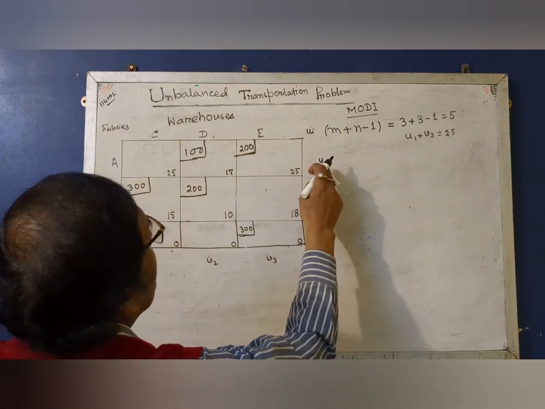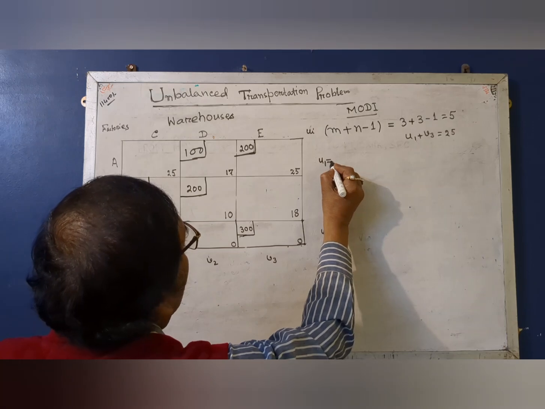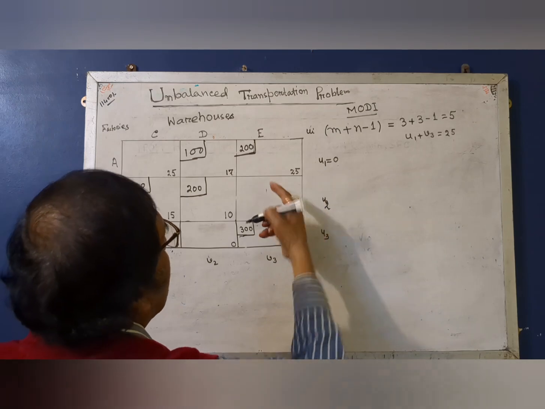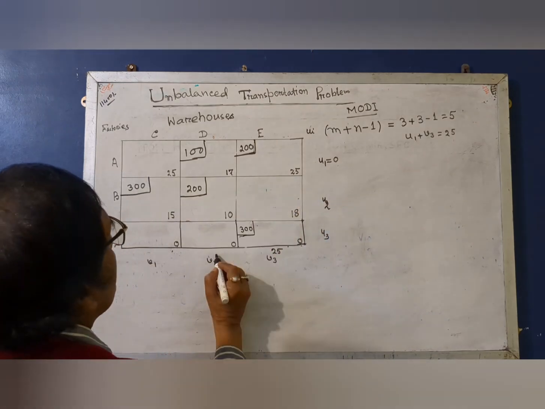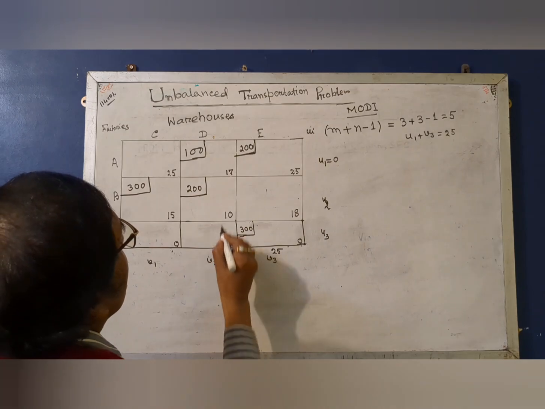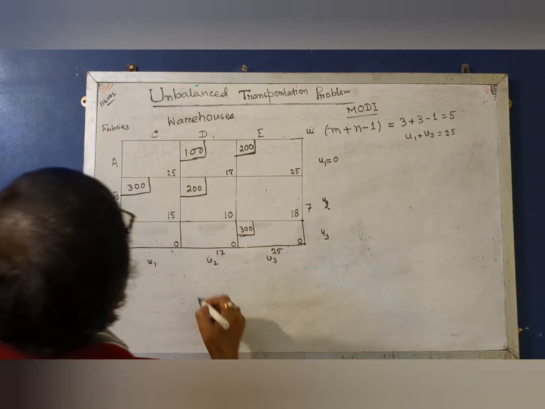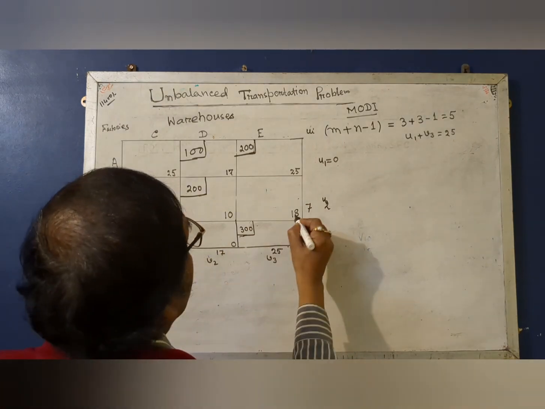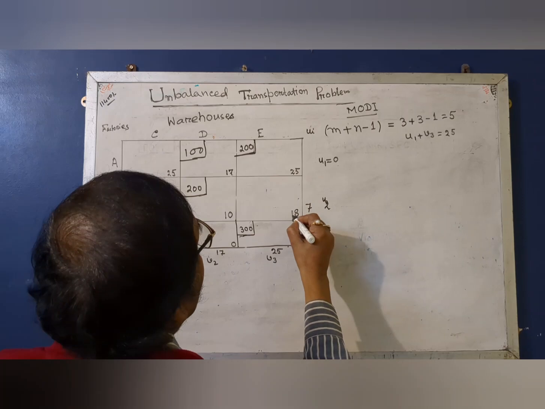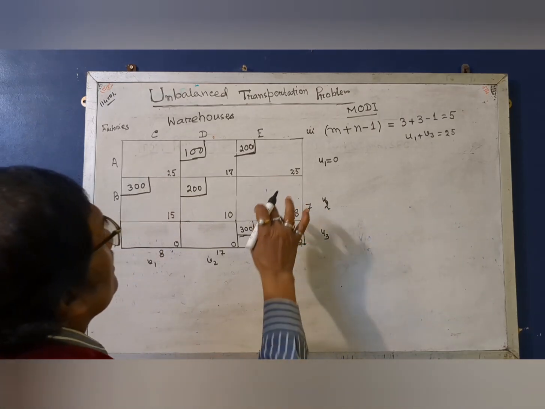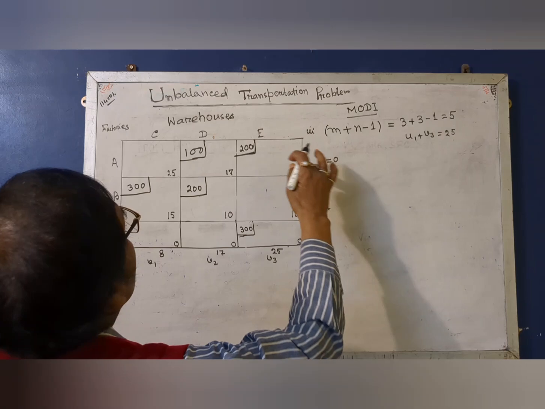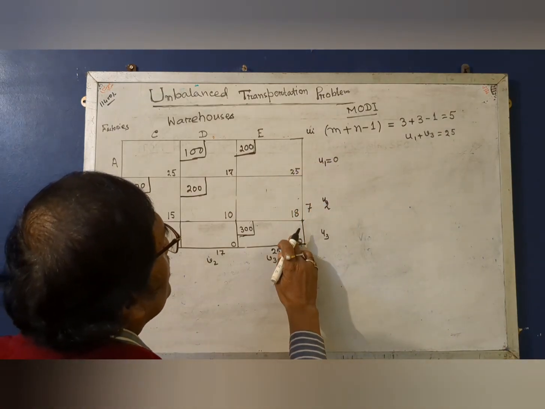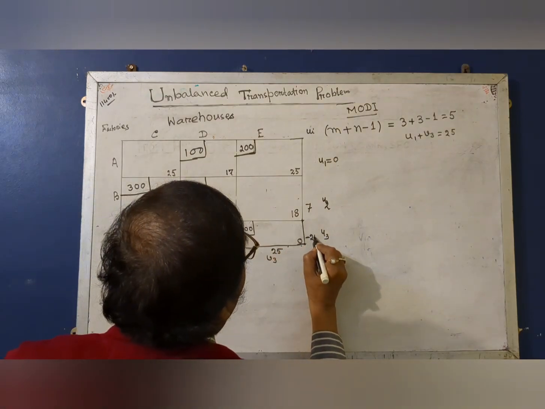So I am putting U1 is equal to 0. Then automatically you can write V3 is equal to 25. This is 17, so 10 minus 17 is 7, and 15 minus 7 means 8. This is a non-basic cell, so you have to find its value. U3 is still left: 0 minus 25, that is minus 25.